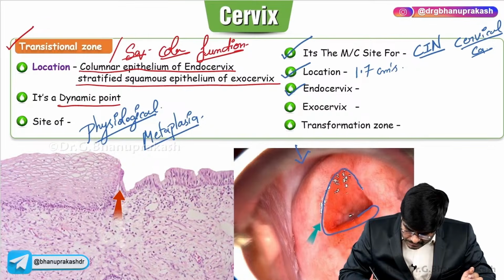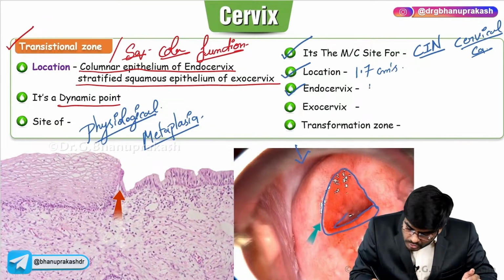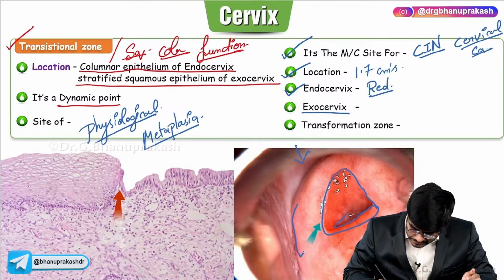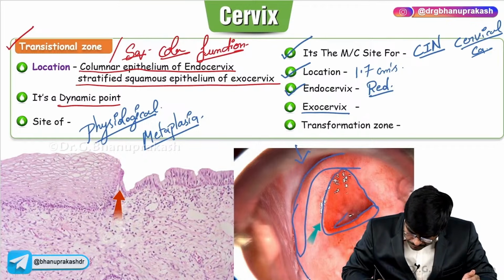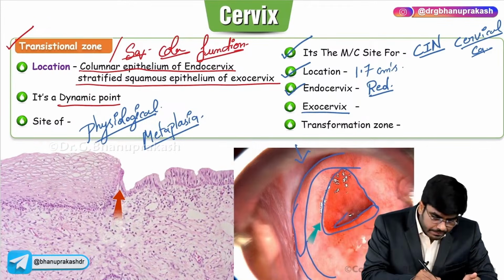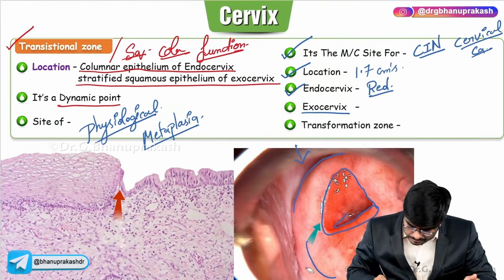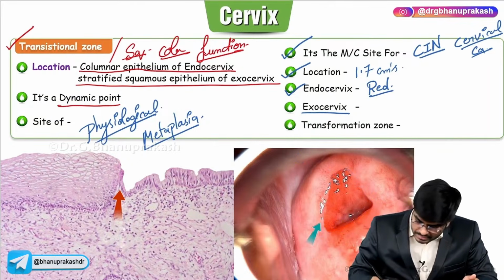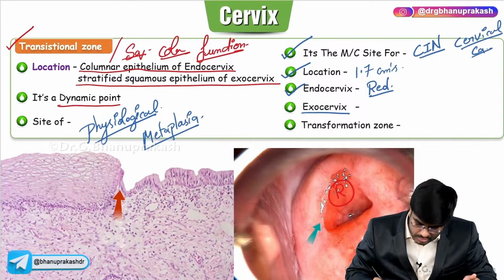Okay, well, now in this image you can clearly see that this red color area is nothing but the endocervix. Okay, the endocervix is usually red in color. Exocervix, see this pink color area, all this pink color area is the exocervix. This red color area is the endocervix.